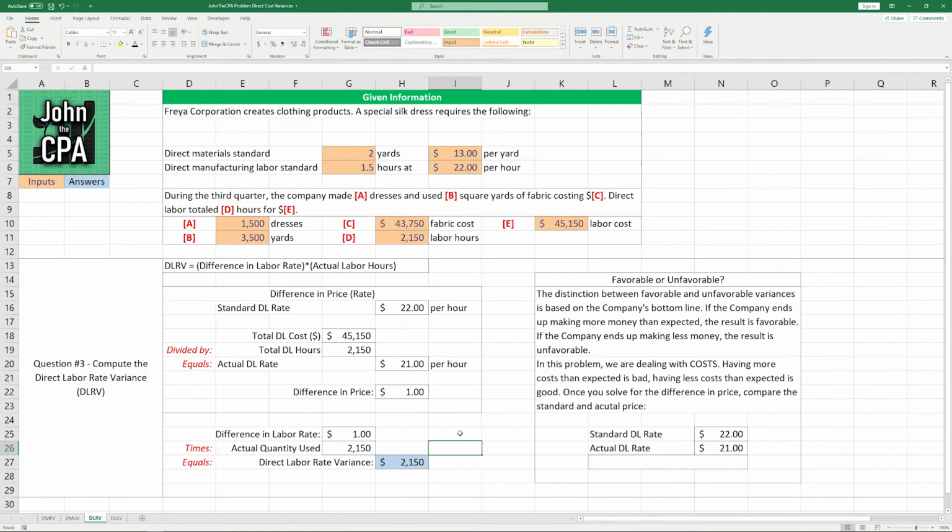Now, remember, we're not done yet. Favorable or unfavorable? When we budgeted for $22 per hour, we actually got $21 per hour. I'd say that's a pretty good deal. So the standard is greater than the actual. The standard cost is greater than the actual cost. So that's a favorable variance here. So the direct labor rate variance in total is going to be $2,150 favorable.